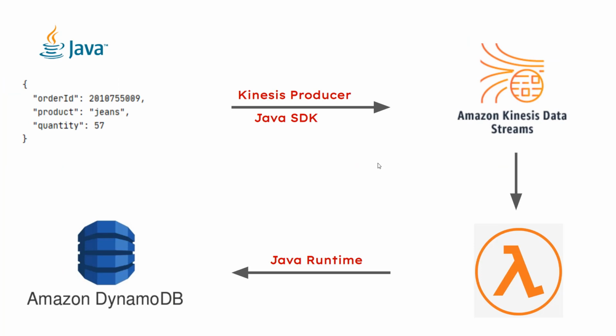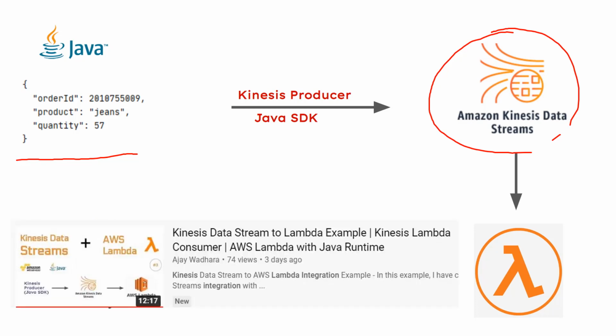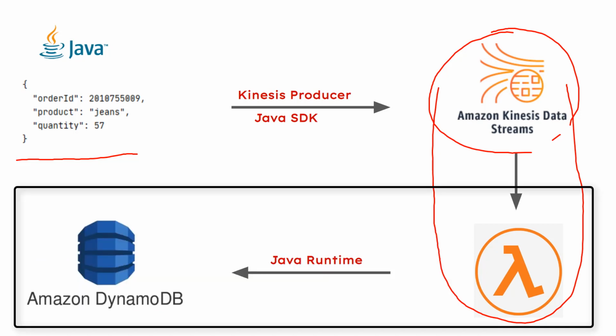First step would be to send product data from our workspace to Kinesis. So ours is JSON data which will be sent to Kinesis data streams from our Kinesis producer Java SDK. This is already covered in previous tutorials. Then on Kinesis events, we will trigger the Lambda function. This is also covered in my previous tutorials. So in this video particularly, once data is in Lambda, we will be storing that in a DynamoDB table.